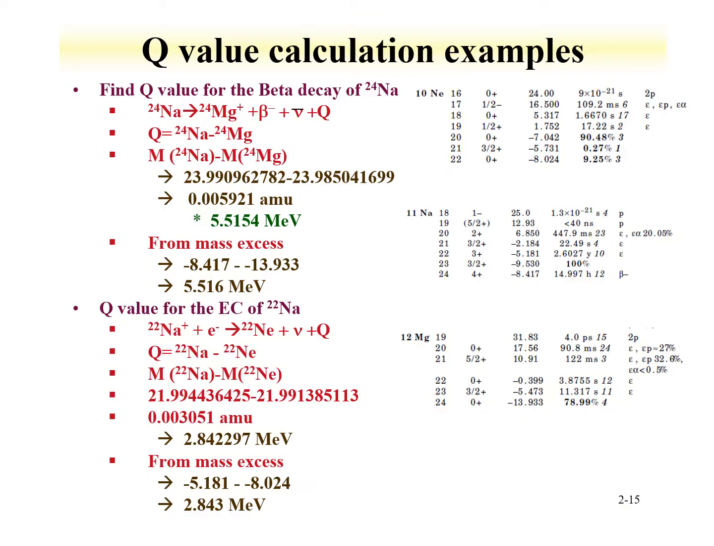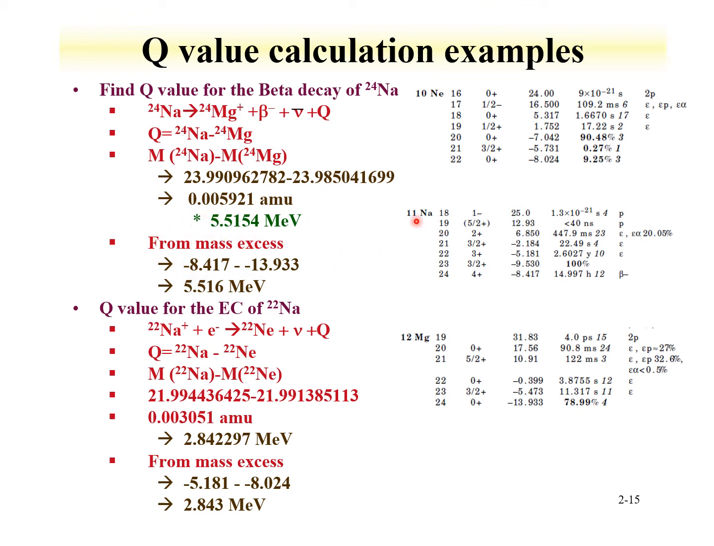So let's review what we've gone over about Q value calculations. Q value for the beta decay of sodium-24: sodium-24 decaying into magnesium-24, beta particle, antineutrino, Q value. Set up. Let's solve for the Q value. Remember that this daughter and the electron we can treat as together. The binding energy, if you remember, we can neglect. So the Q value is just sodium-24 minus magnesium-24. We get this from the atomic mass units, 931.5 MeV per atomic mass unit. Excuse me, this is our Q value.